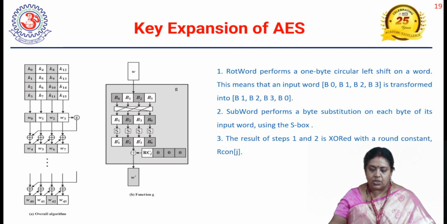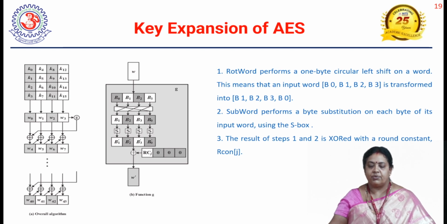This new word is XORed with the previous word to generate word 4. This word 4 is XORed with word 1 to generate word 5. This word 5 is XORed with word 2 to generate word 6. This word 6 is XORed with word 3 in order to generate word 7. Like that it continues. Now W7 is given to the G function, where it is going to generate a new word. That new word is XORed with the previous word in order to get the next word. Like that it follows.